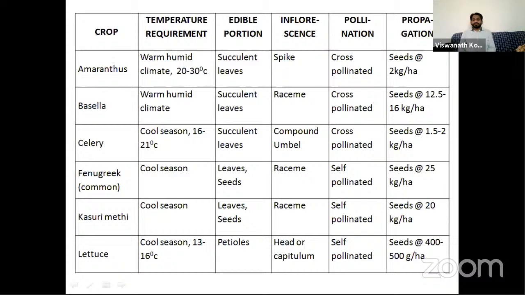They mostly ask this type of questions. They may not ask much detail for the minor crops. So these are the very important points in these crops.